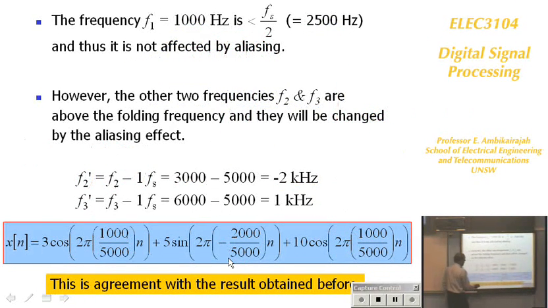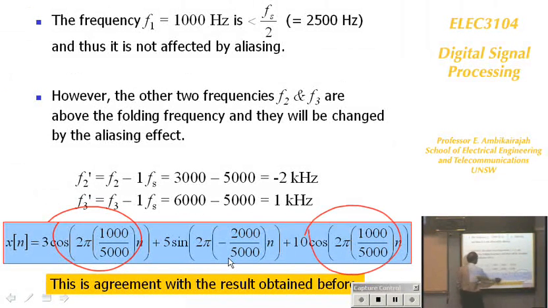So you can see that if you add them, these two are one frequency, and this is the second frequency. You started with three frequencies, you end up with two frequencies, you have caused distortion in the signal. So there are two ways of calculating this: one using the trigonometric identity, and the second using this aliased frequency equation.